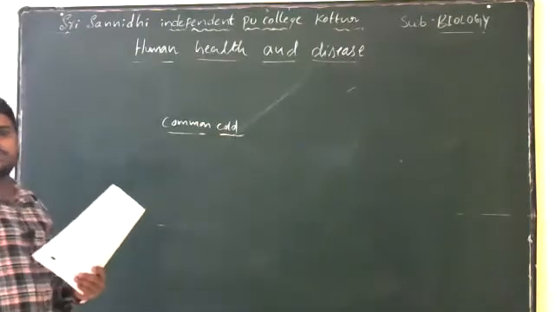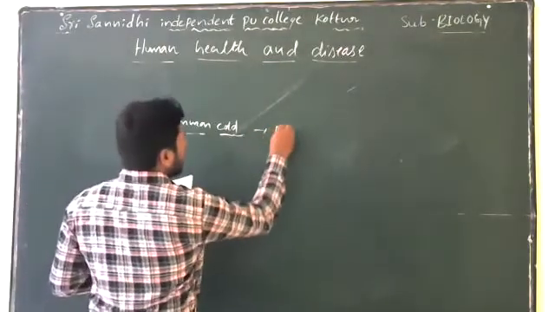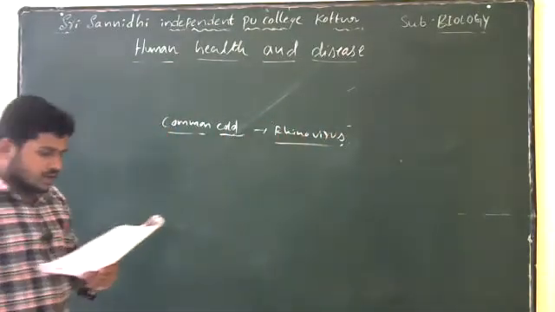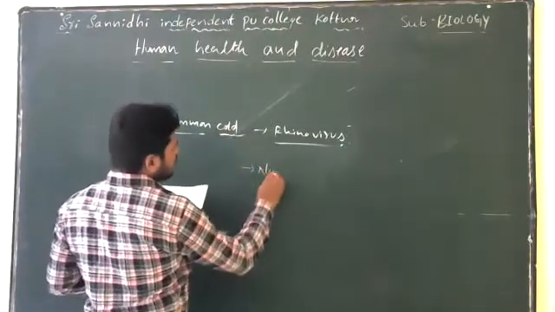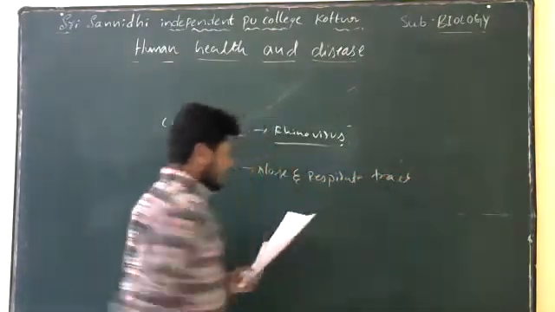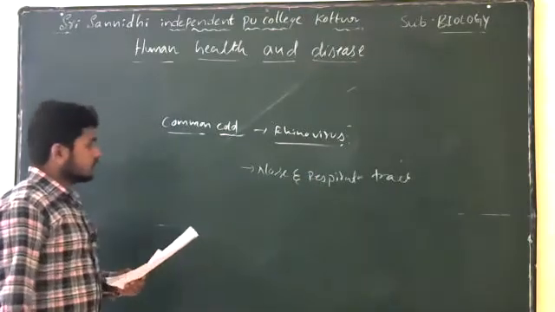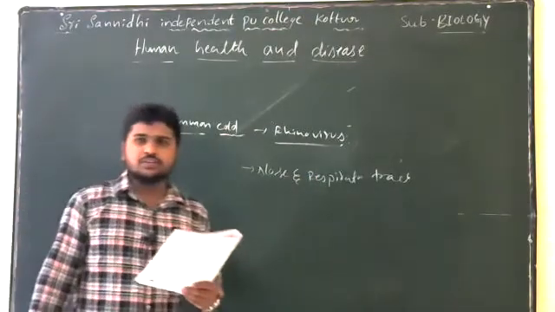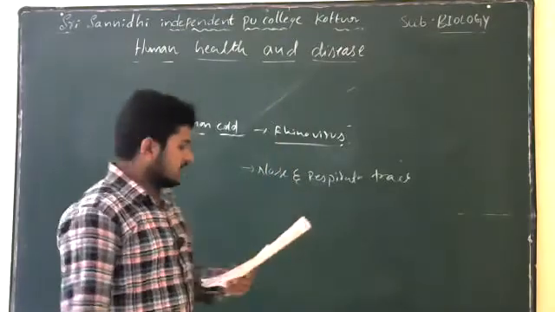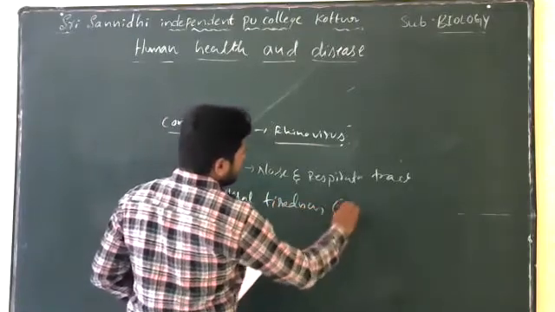For the common cold, the nasal cavity and respiratory tract are affected, not the lungs. The common cold is caused by the rhinovirus. Rhinovirus is the causative organism for the common cold. Which organ is affected? Nose and respiratory tract is the affected organ. Here the individual suffers for up to 3 to 7 days, and nasal tiredness occurs.